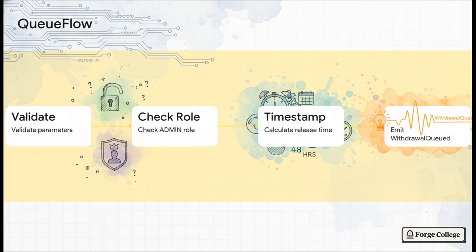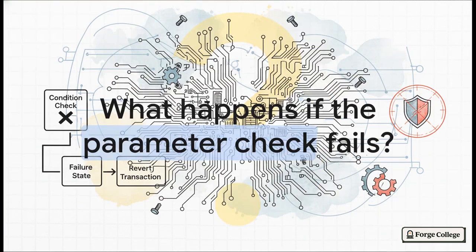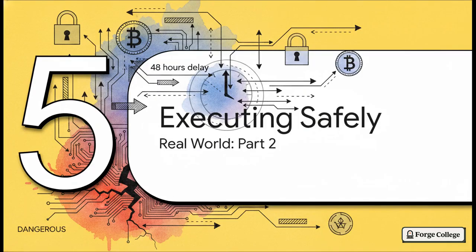We have an entry guard at Step 2 for the role check and an observability checkpoint at Step 4 with that event emission. But right, this forces us to ask a really critical question. What actually happens if something fails? A good blueprint always documents the failure paths too. If that parameter check in Step 1 fails, does the transaction revert gracefully? Documenting these failure paths ensures your smart contract has safe defaults when things go wrong. And trust me, in Web3, things inevitably will go wrong. Section 5.